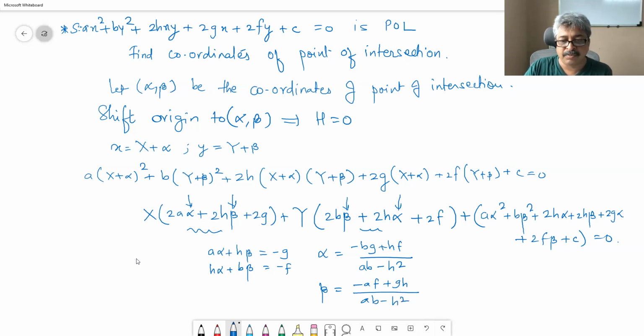So you can write them in flipped form. This is what it is. If you want to remember them with h square minus ab, then you change the signs of the numerator also. So bg minus hf upon h square minus ab, and af minus gh upon h square minus ab.